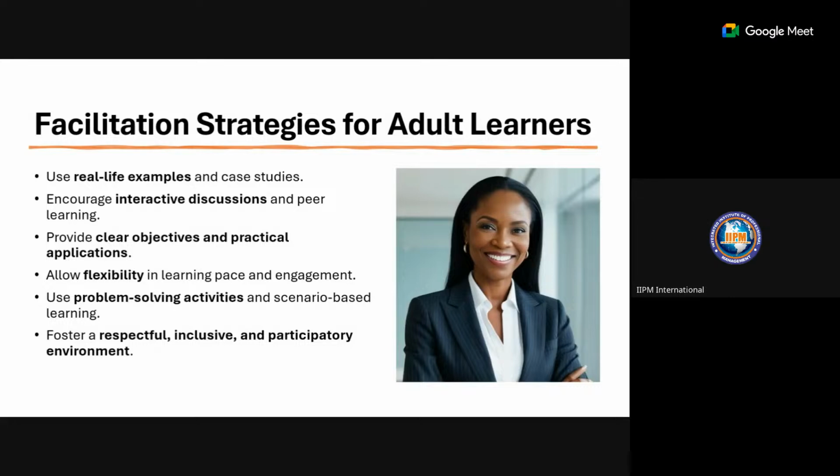You can only try as much as you can to communicate with them. Where their schedule does not permit such learning participation at that time, you allow them. So give them that flexibility in learning pace and also in engagement. All right. Then use problem-solving activities and scenario-based learning.